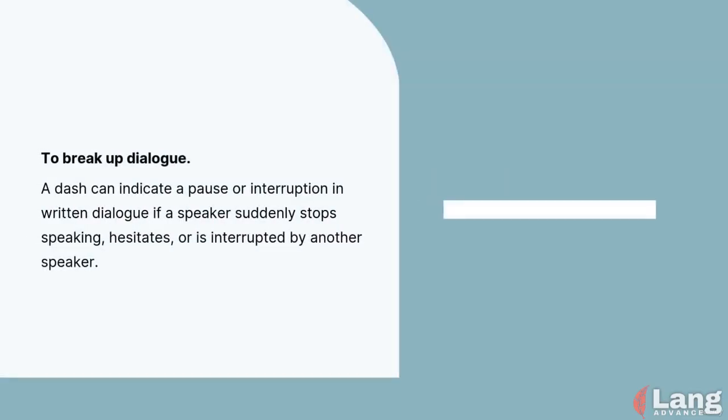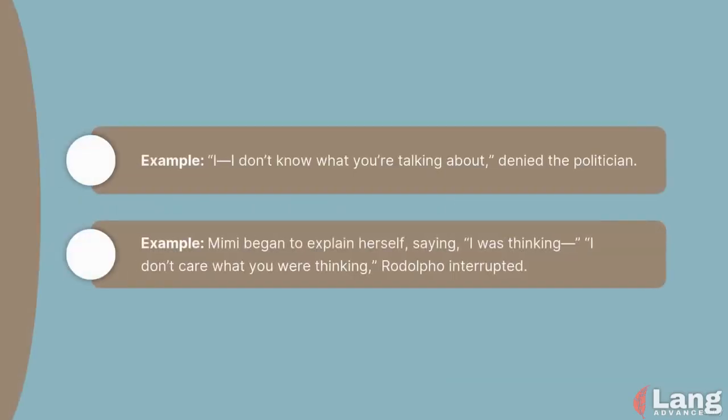To break up dialogue. A dash can indicate a pause or interruption in written dialogue if a speaker suddenly stops speaking, hesitates, or is interrupted by another speaker. Example: I don't know what you were talking about, denied the politician. Example: Mimi began to explain herself, saying, I was thinking, I don't care what you were thinking. Rodolphe interrupted.